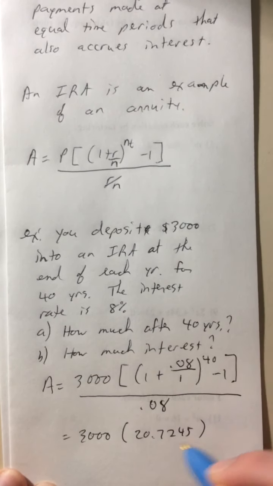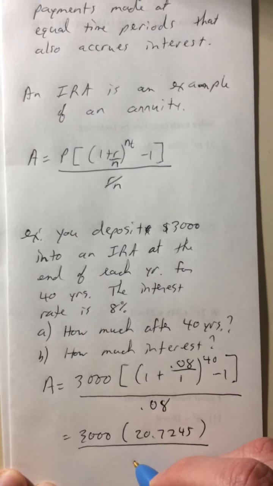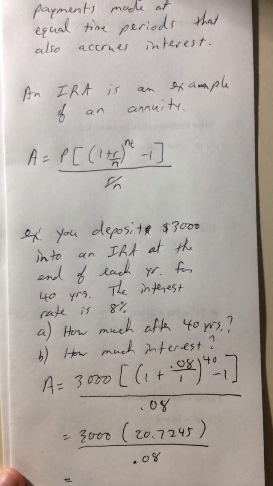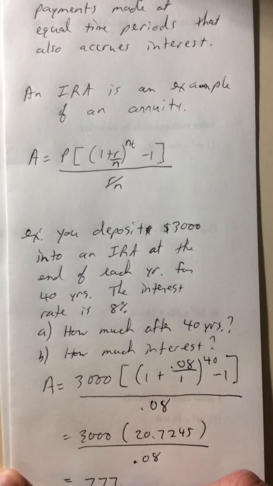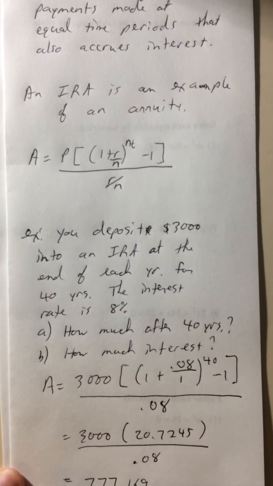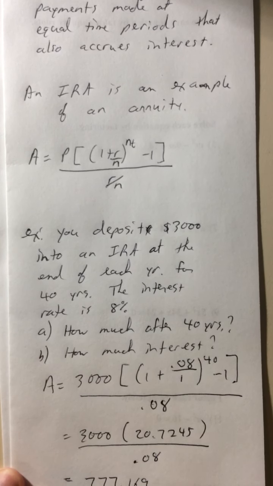20.7245 divided by 0.08. So as you can see, this is going to be a lot of money. So we're going to multiply that by 3,000. 3 equals, divided by 0.08 equals, and we have $777,000, or $169, and how many cents?